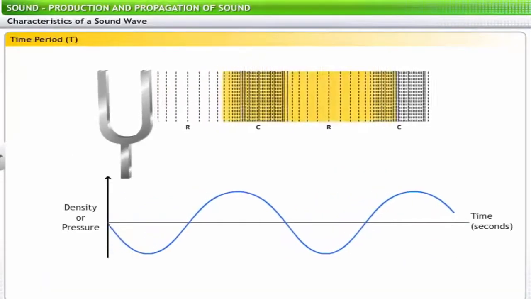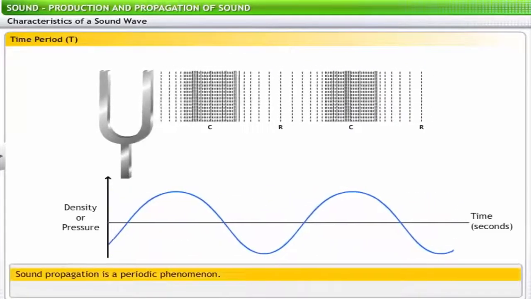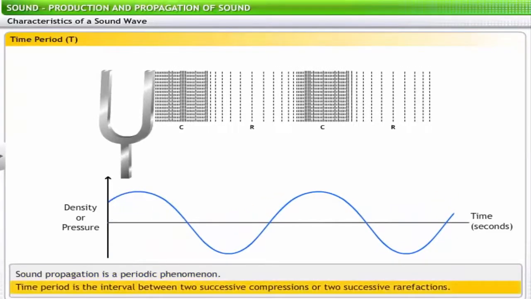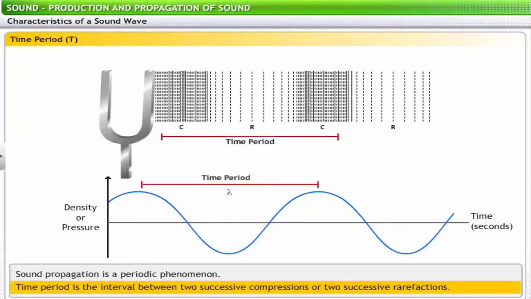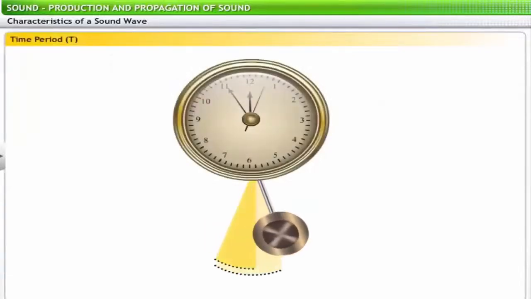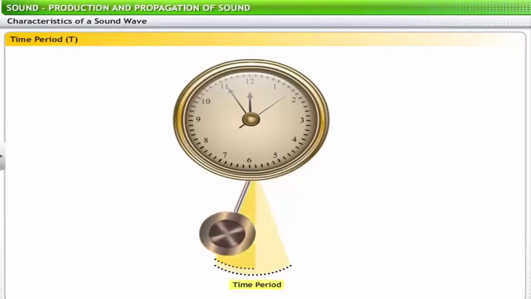Since a compression and a rarefaction follow each other in succession, sound propagation is a periodic phenomenon. The interval between the generation of two successive compressions or two successive rarefactions is constant and is referred to as the time period of the wave. Time period is denoted by t and is measured in seconds. For example, the time taken by a pendulum to complete one to and fro cycle is known as its time period.